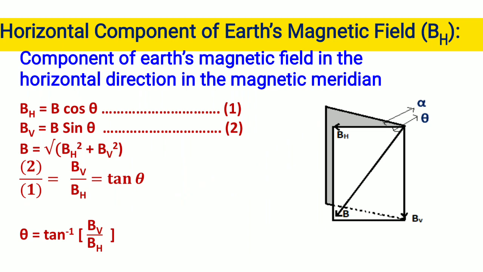This is a very important equation. Every year in the board examination, questions are asked based on this equation. Angle of dip theta is equal to tan inverse BV by BH, where BV is the vertical component of the magnetic field of the earth at a place and BH is the horizontal component of the magnetic field at a place.